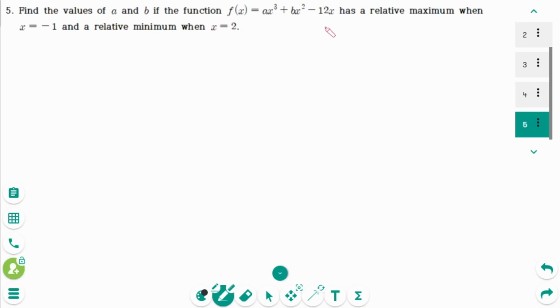This is the last one. Since this graph is a polynomial function, the critical number is when the derivative is 0. This one is degree 3. If the graph is like this, the first one, relative maximum when x equals minus 1, then f prime of minus 1 equals 0. Relative minimum when x equals 2, that means f prime of 2 equals 0.